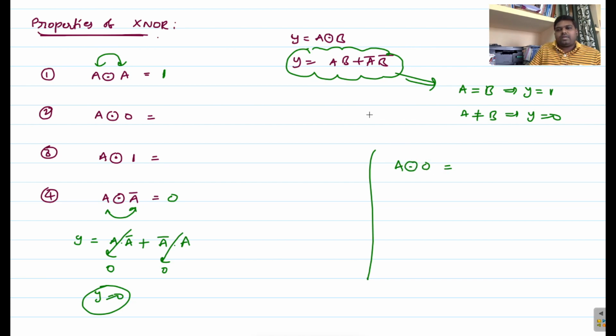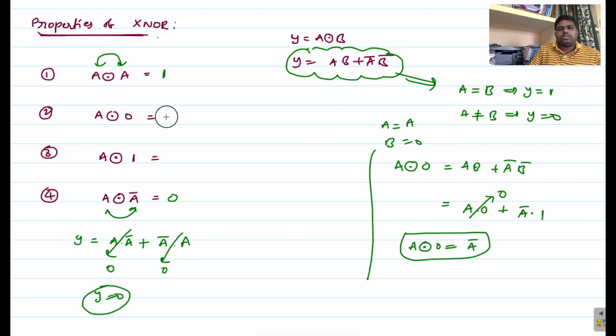Now in the case of the second expression, A XNOR 0, the first variable is A and the second variable is 0. Now you can substitute in this expression AB plus A bar B bar. So here A equals A and B equals 0, A bar equals A bar, and B equals 0 means B bar is 1. So A into 0 becomes 0, since anything multiplied by 0 is 0, and A bar into 1 gives A bar. So A XNOR 0 equals A bar.